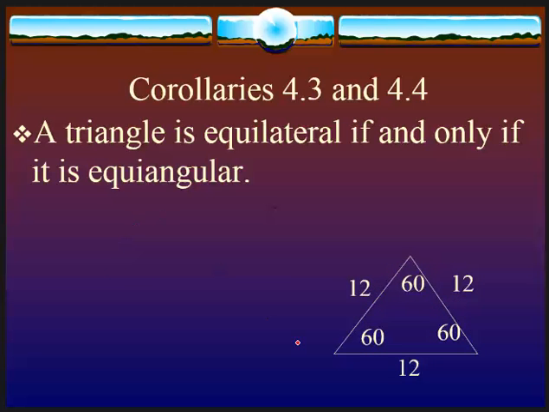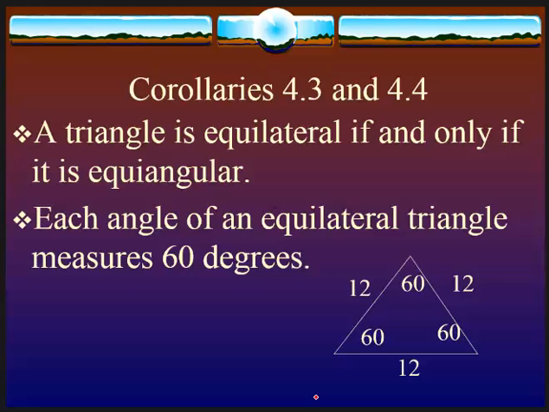Okay, what is our second corollary? We already learned this. If we have an equilateral triangle, then each one of these angles has to be 60 degrees. Why is that? Well, we just learned if it's equilateral, it's also equiangular. That tells us that all three angles are equal, but it doesn't tell us what they are. Why do they have to be 60?